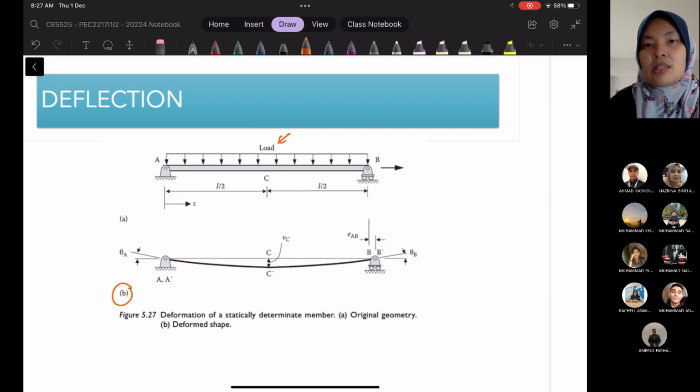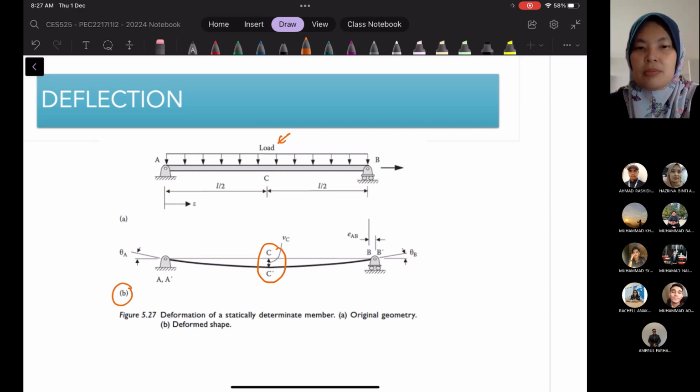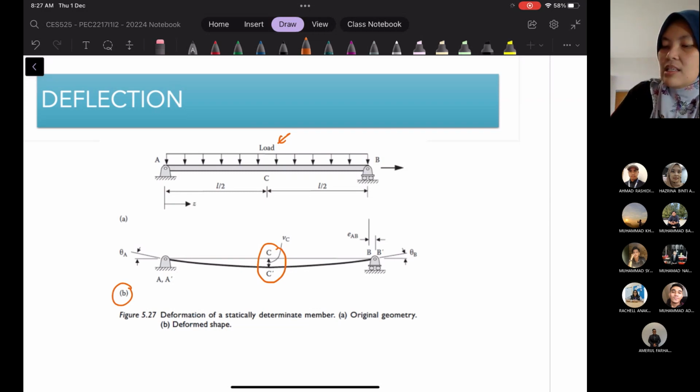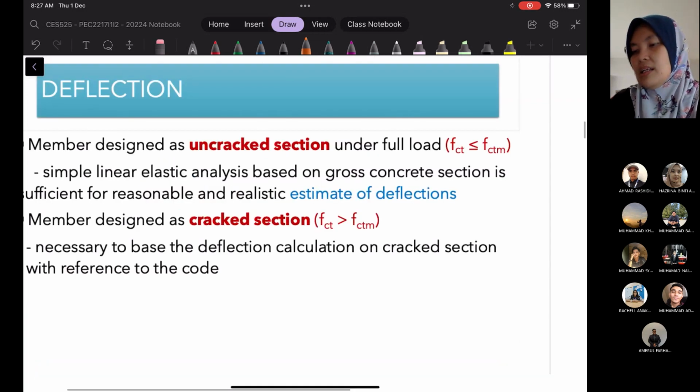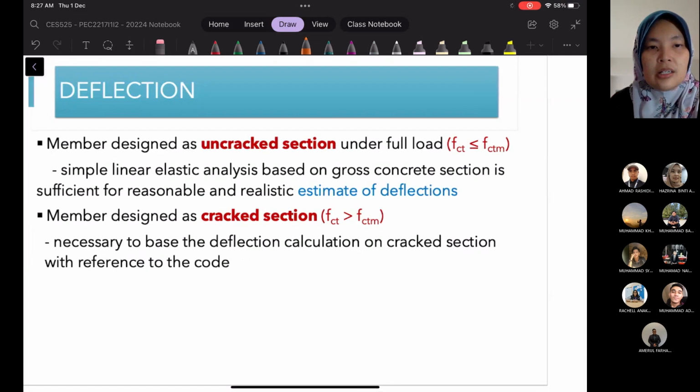Whenever we mention deflection, it means that we are going to calculate this value. We look throughout the beam at where it will deflect, where it will bend, and which one will give us the maximum value. This is the deformed shape, and that is what we want to calculate. For the member design, as an uncracked section under full load, we have fct less than or equal to fctm.